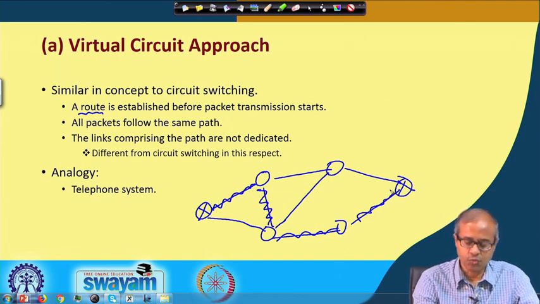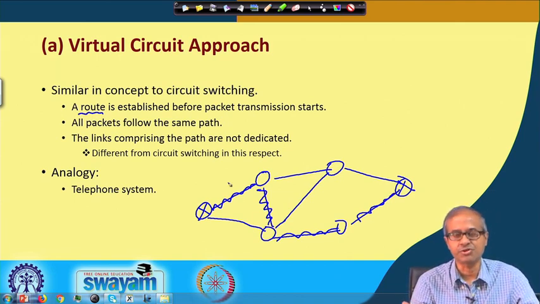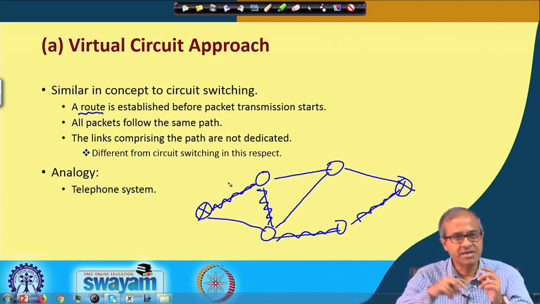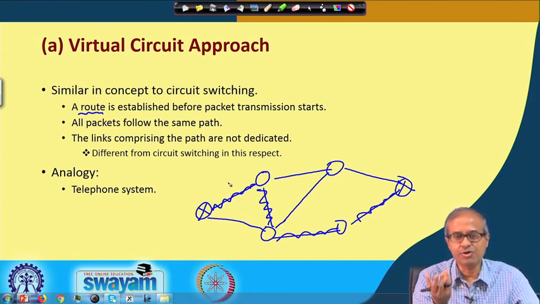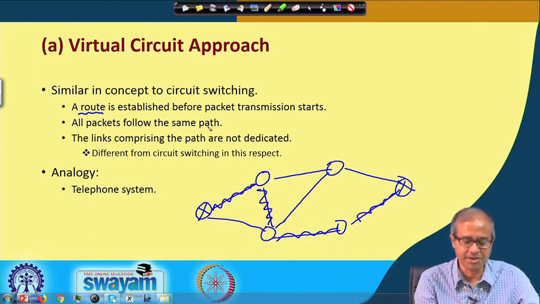Okay. Now, once I have fixed my routes, all the packets will be following the same route. This is the essential idea behind virtual circuit. So, here again there will be something like a connection establishment phase where this route will be decided upon, okay, and all packets will be following the same path.